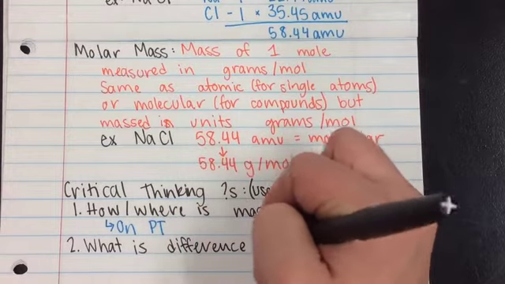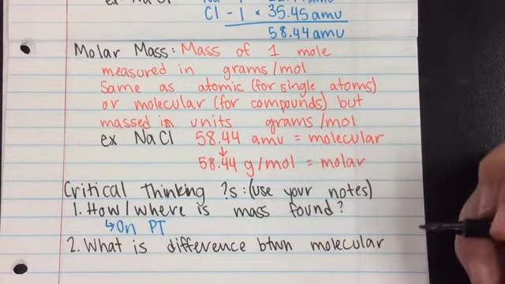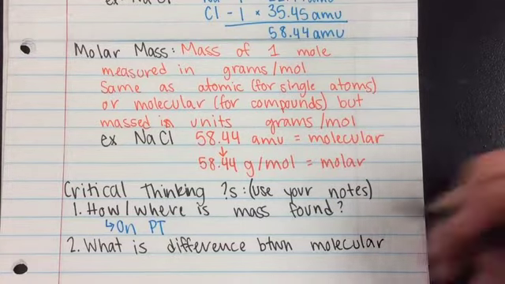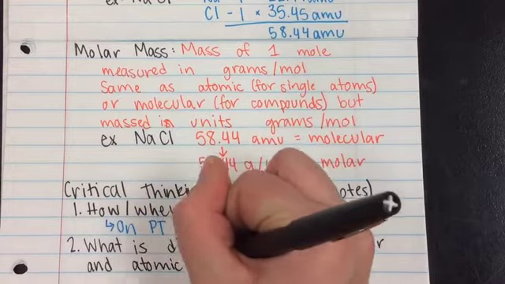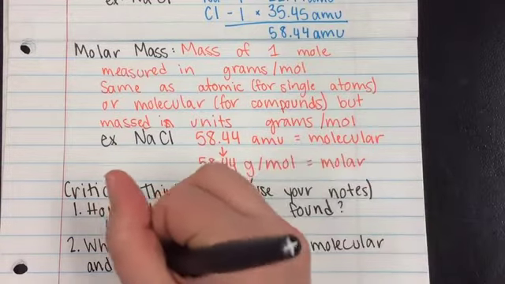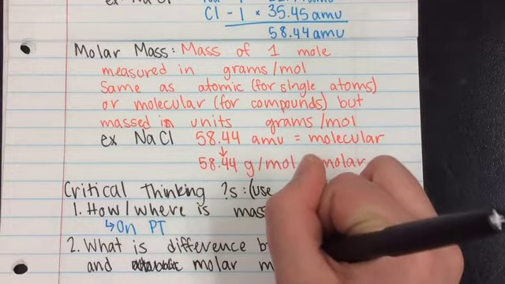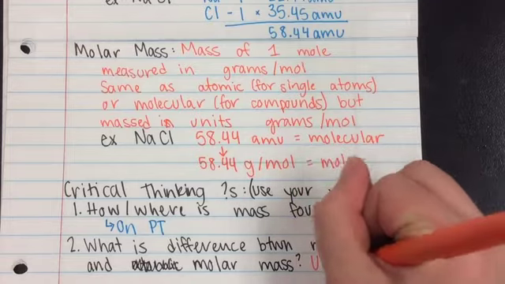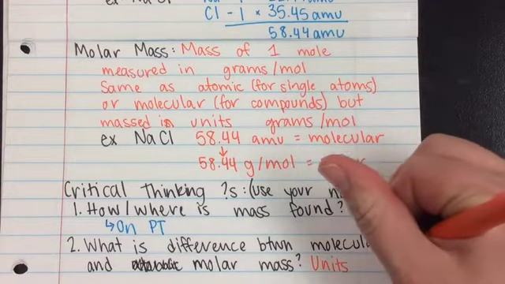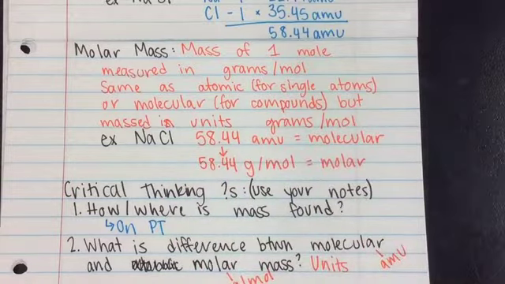The second question is, what is the difference between molecular and atomic? Oh, nope, not atomic. Cross that out. Molecular and molar mass. The difference there would be the units. Molecular mass is measured in AMU, and molar mass is in grams per mole.